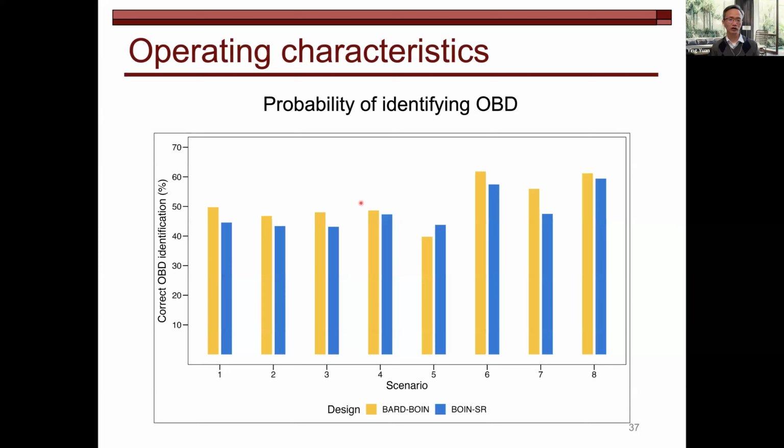And this shows how we can identify the OBD. You can see that with the reduced sample size, the yellow one, the BARD point, yields better OBD identification than the simple approach, where you do dose escalation followed by randomization.